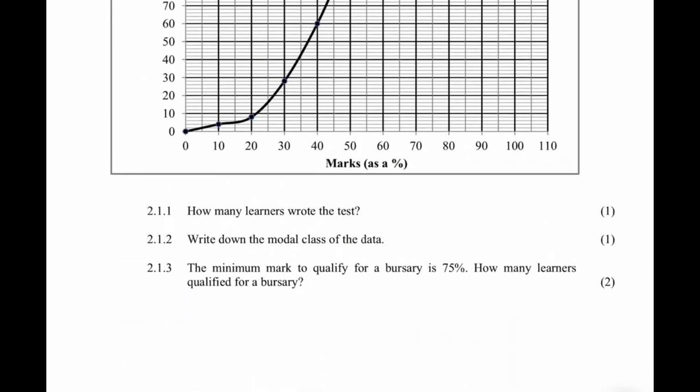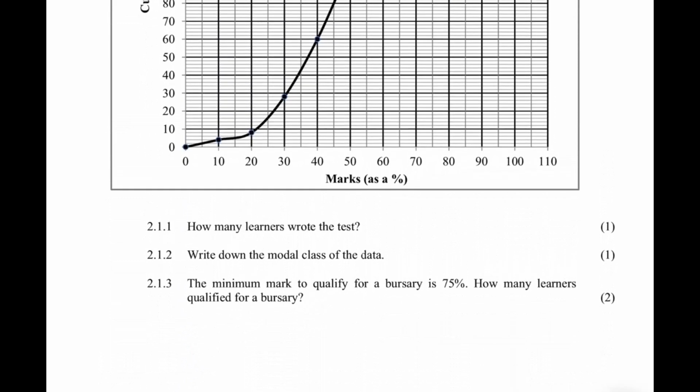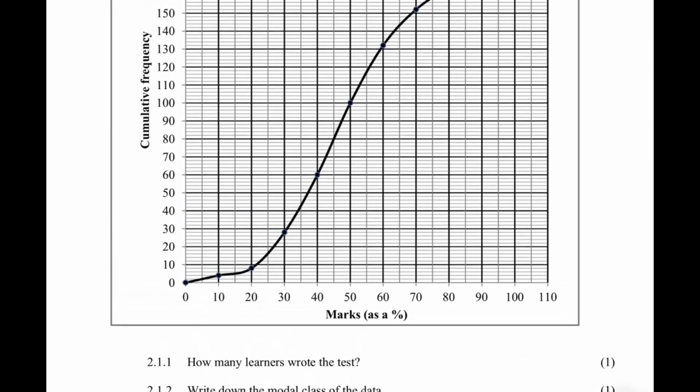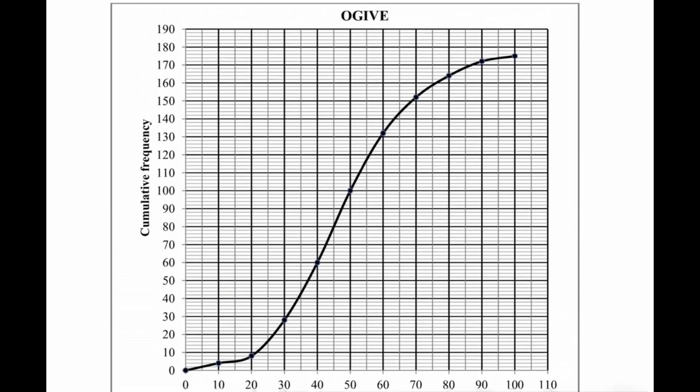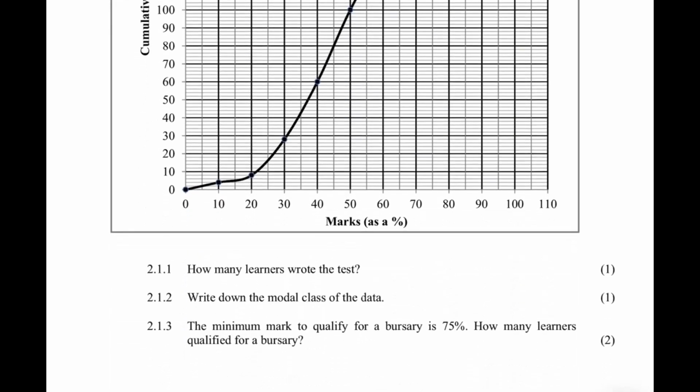2.1.1 says how many learners wrote the test. So the number of learners that wrote the test is the total frequency, right? Or the cumulative frequency, so to say. So we can see from this Ogive that the cumulative frequency is between 170 and 180, right? You can see that this is where our graph ends here, and then if you extrapolate from there, you will end up at 175. So the number of learners who wrote the test is 175.